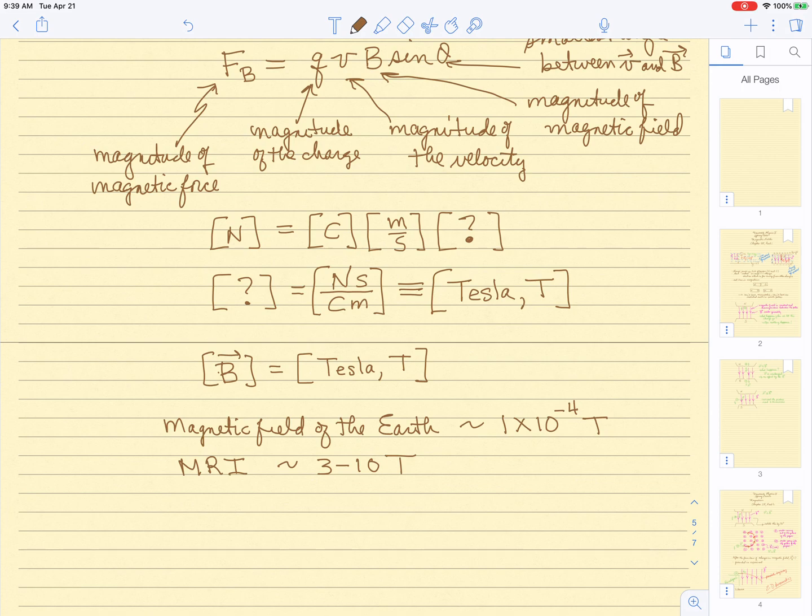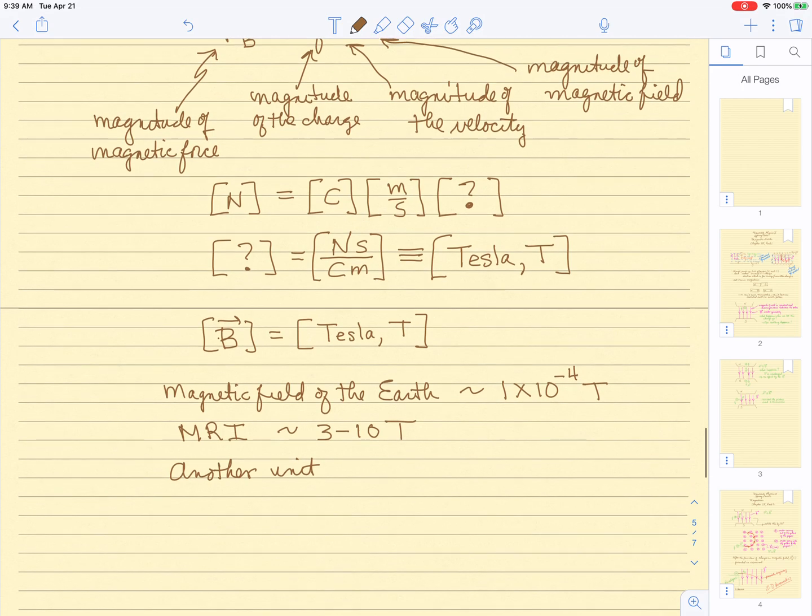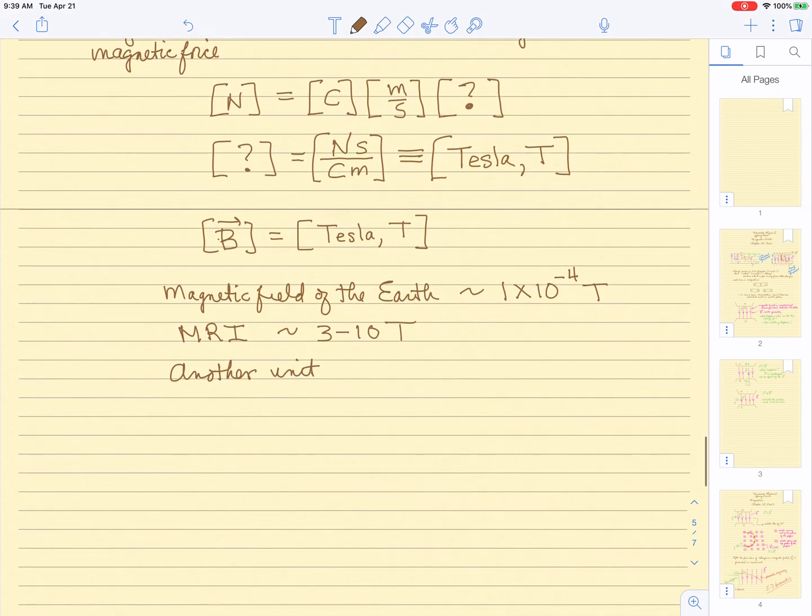Another unit of magnetic field is commonly used in many areas of physics and chemistry, and its staying power has persisted, and so it's the Gauss. It's the unit of the Gauss, capital G, and there are 1 times 10 to the 4 Gauss in 1 Tesla. Okay, so that's a good conversion to be acquainted with.